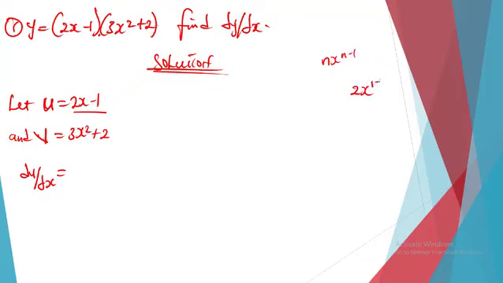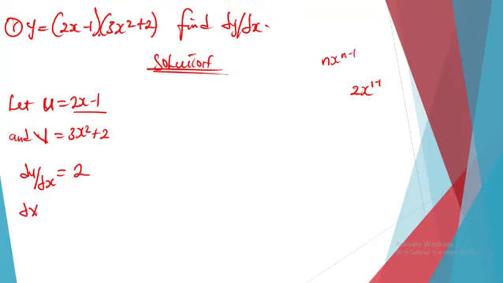Bring down your x, then subtract 1 from it. So 1 minus 1 is 0. x raised to the power 0 is equal to what? 1. 2 times 1 is 2. So we have this. And the derivative of this constant here is what? Is 0. So du over dx is 2.